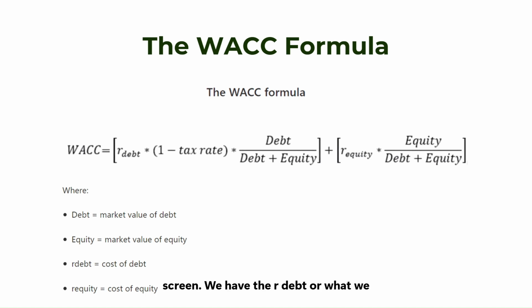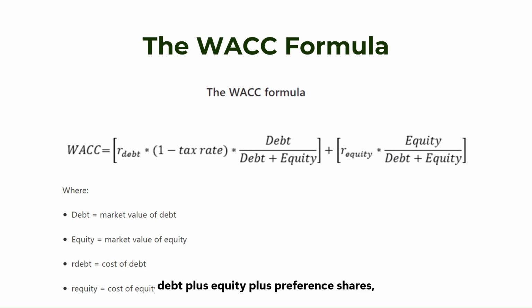We have the R debt, or what we refer to as the cost of debt. Then you net it off tax, which is 1 minus C. You look at the company income tax rate, multiplied by your debt divided by debt plus equity. I'm going to be making a little adjustment to the denominator in case we have preference share in the company. If you have preference share, the denominator is going to change to debt plus equity plus preference share.